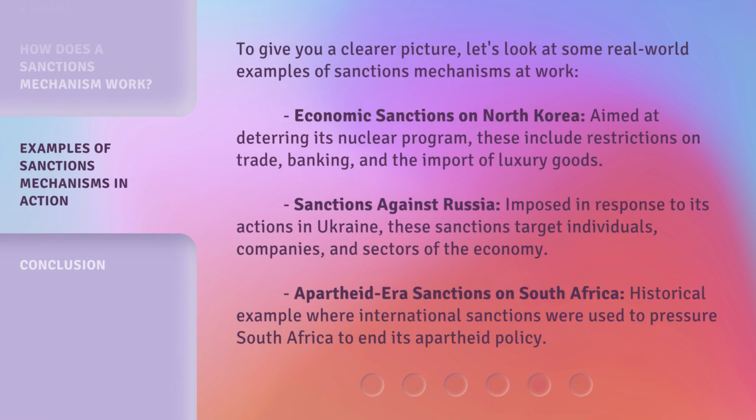To give you a clearer picture, let's look at some real-world examples of sanctions mechanisms at work. Economic sanctions on North Korea, aimed at deterring its nuclear program. These include restrictions on trade, banking, and the import of luxury goods. Sanctions against Russia, imposed in response to its actions in Ukraine. These sanctions target individuals, companies, and sectors of the economy. Apartheid-era sanctions on South Africa, a historical example where international sanctions were used to pressure South Africa to end its apartheid policy.